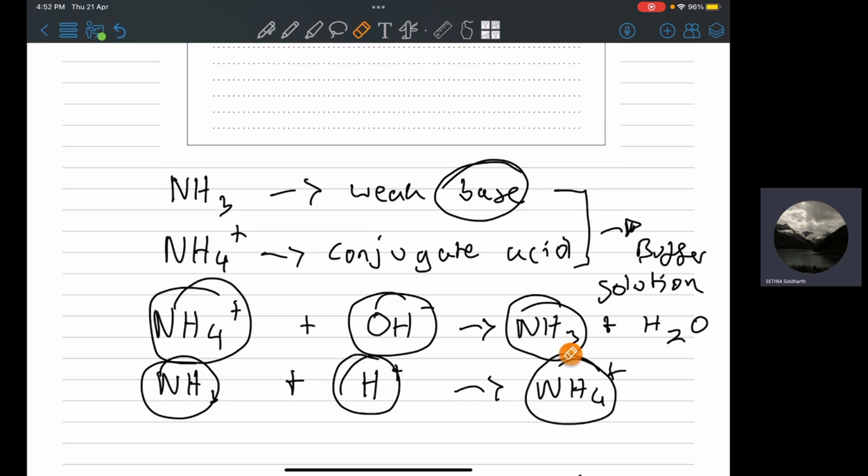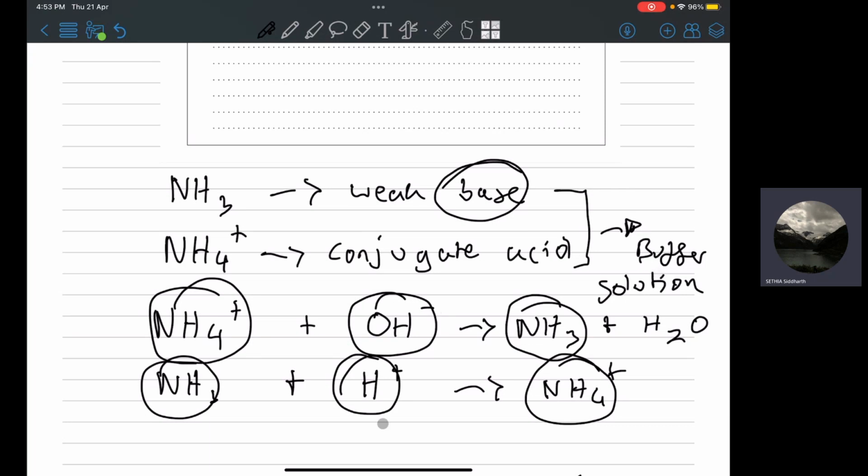So I hope you understand how buffers work now and how they are used to resist changes in pH. You can think of it as such, where the conjugate acid mops up the extra base that is added, and the weak base mops up the extra acid which is added to the solution. So you need both. You need a weak base and you need a conjugate acid if you want to form a buffer solution. Otherwise, it does not work. You need a weak base and a conjugate acid, or you need a weak acid and the conjugate base. I hope that makes sense.